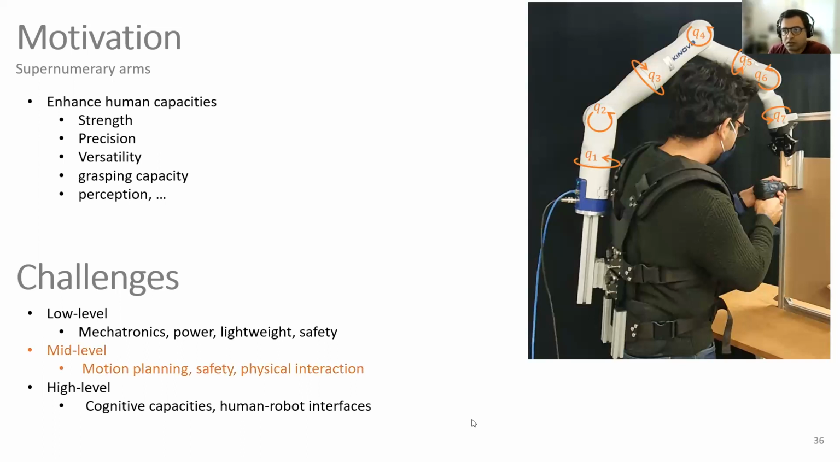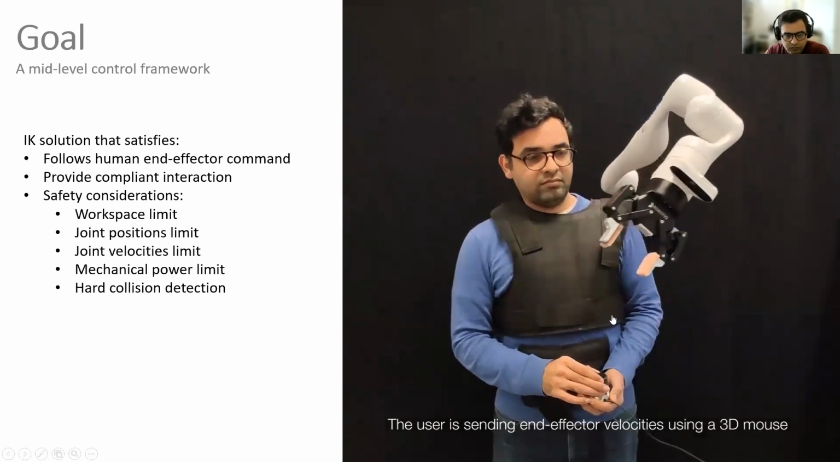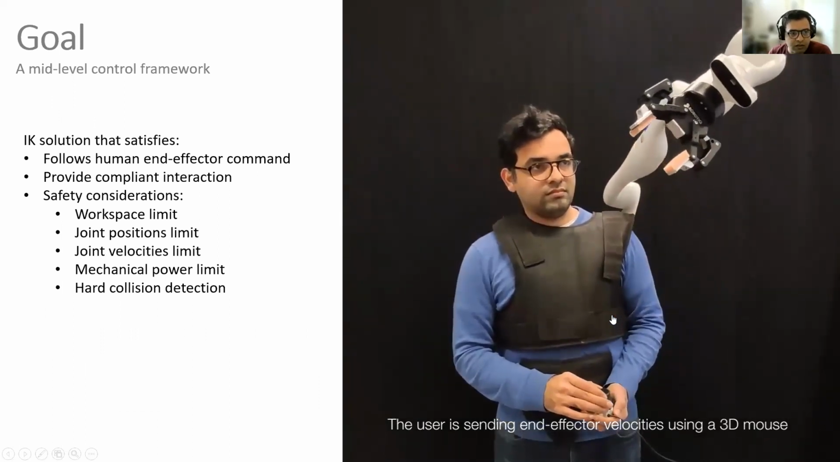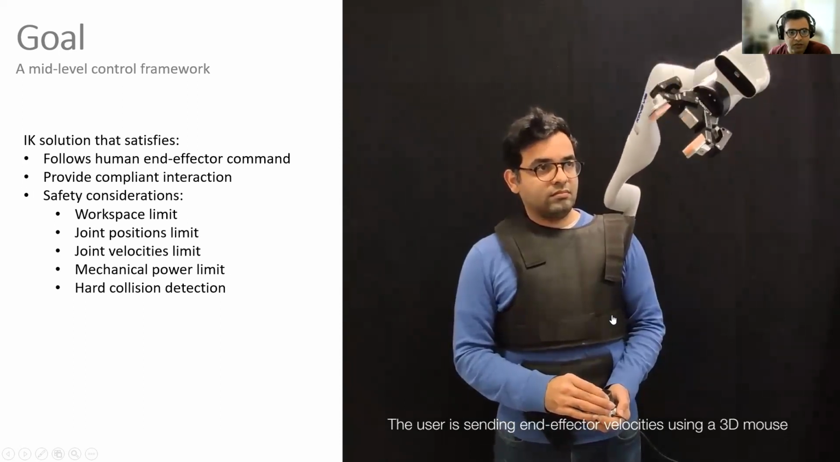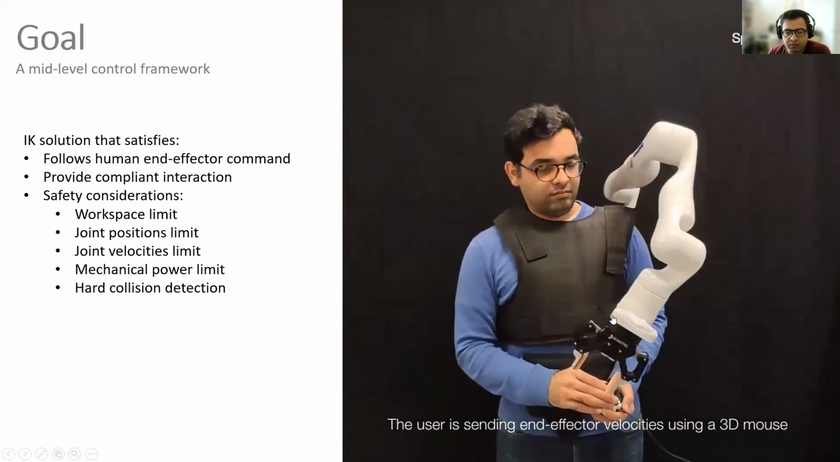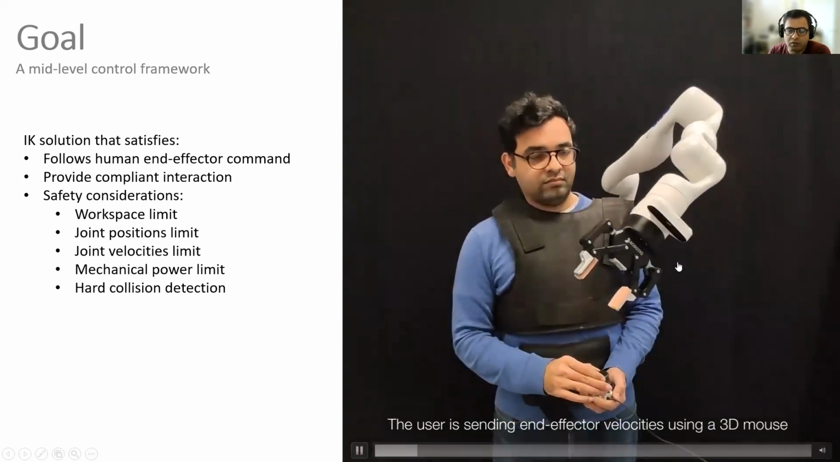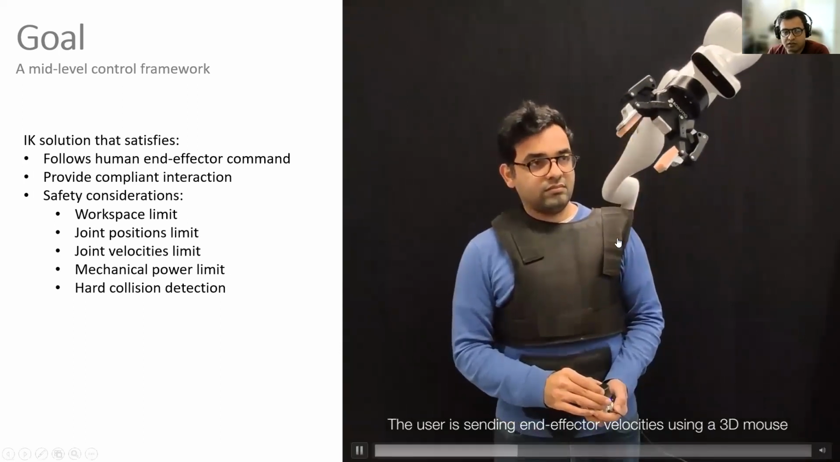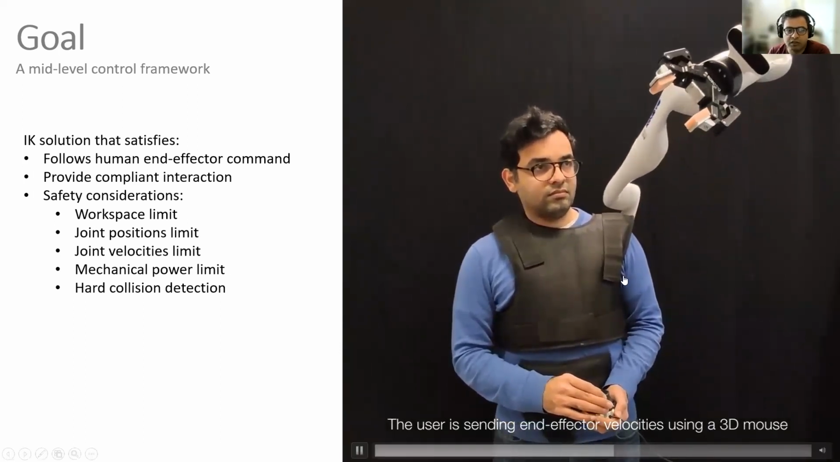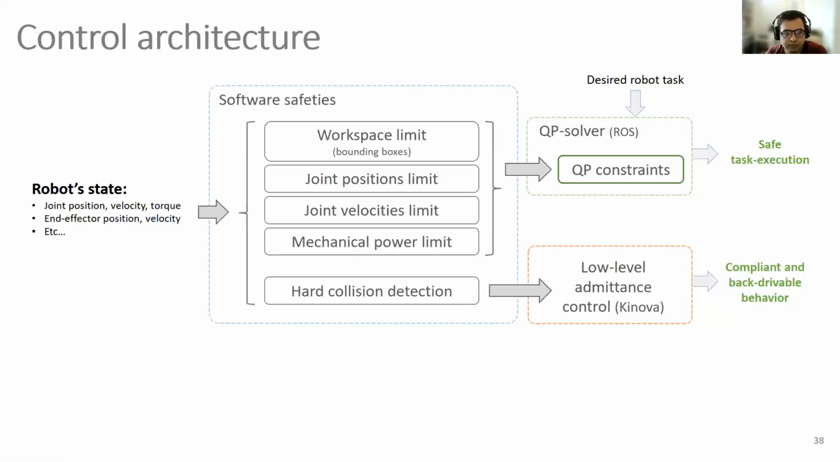So this is a Kinova robot, worn by the user on this homemade vest, with the power and the controller off board. The idea is to have an IK solution that satisfies several things. First, it should follow what the human wants to do with the end effector, it should provide compliant interaction with the environment, and it should also provide safety considerations, for example, not colliding with the user or generating high impacts. So this is the architecture that I use.